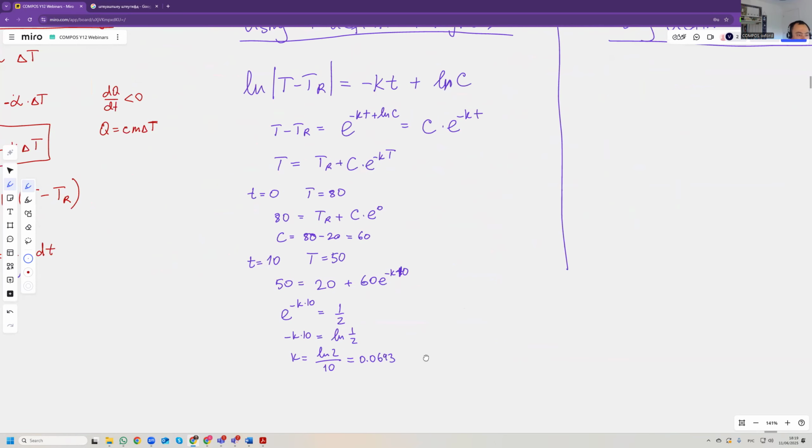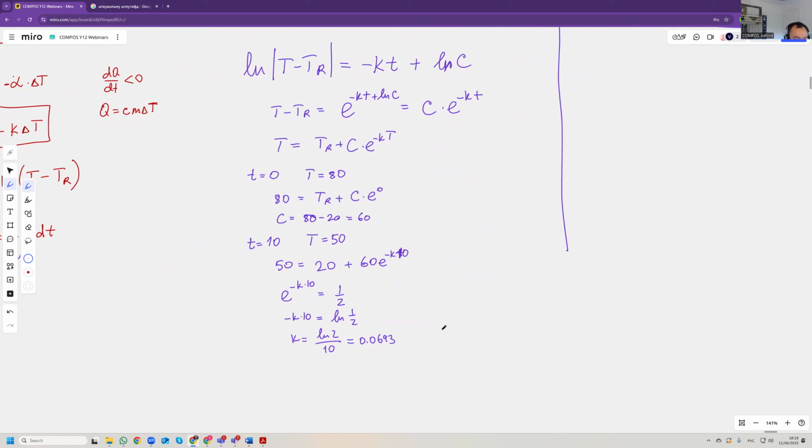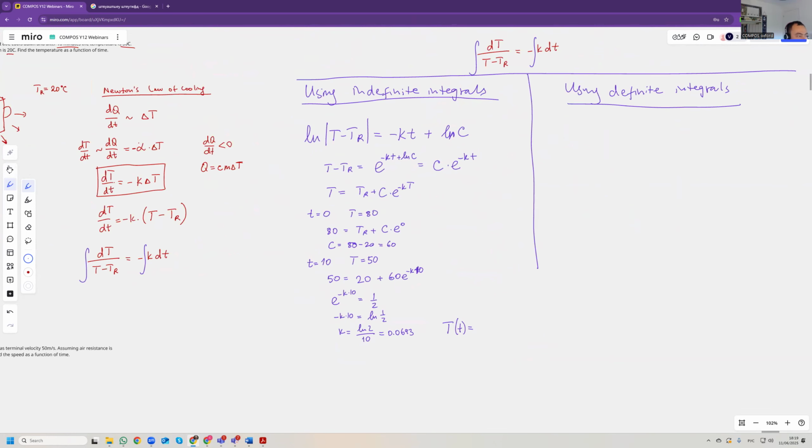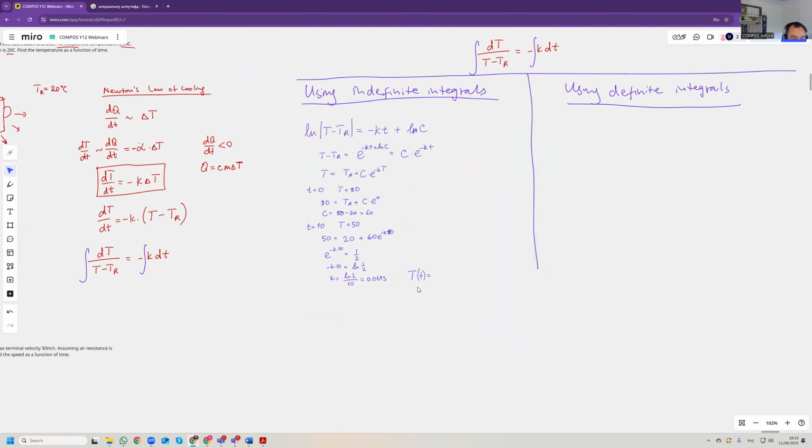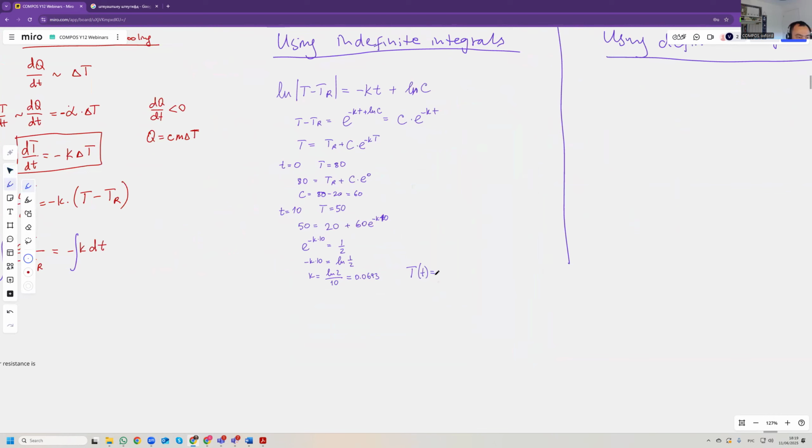Okay, so that gives you the value. So the temperature is the temperature in the room, so that's 20 plus 60 e to the power minus 0.0693 times t. And that's your answer.